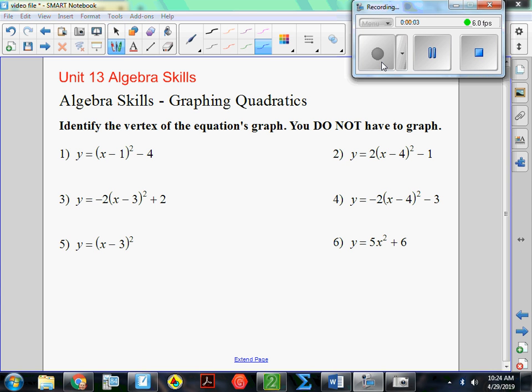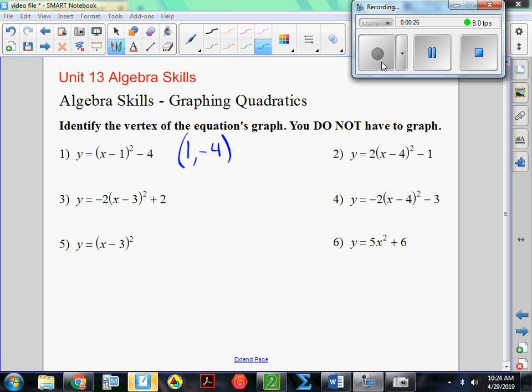Okay, for the algebra skills, for all of these, but especially 1 through 6, these are written in vertex form. And so we're just trying to identify the vertex on number 1 through 6. For example, I should be able to look at number 1 and say that the vertex is (1, -4). Now, before I go through the rest of those, I would actually want to go to a different screen and show you how I know that as a reminder.